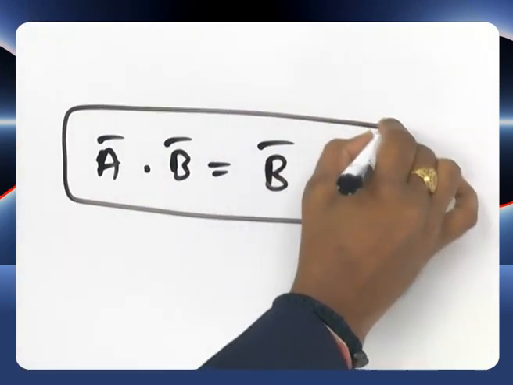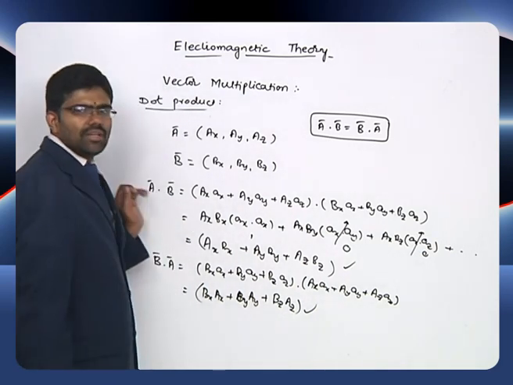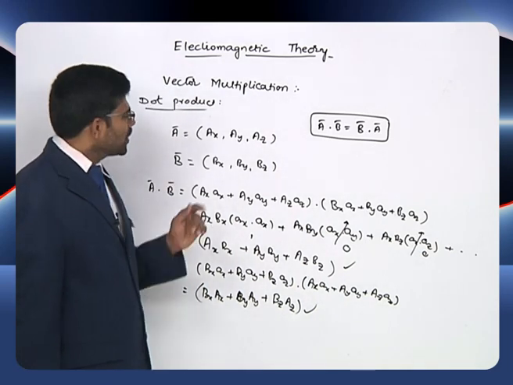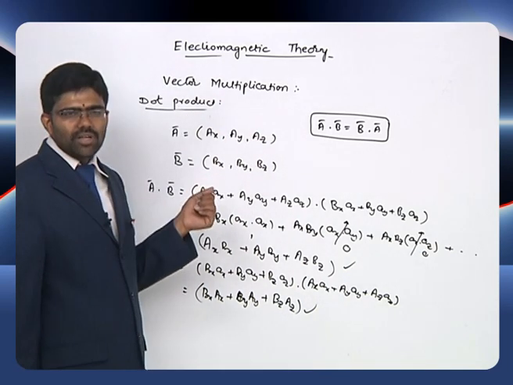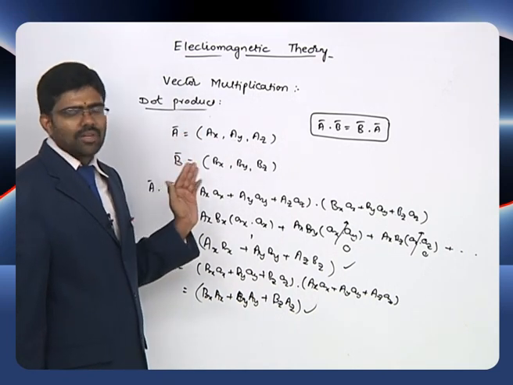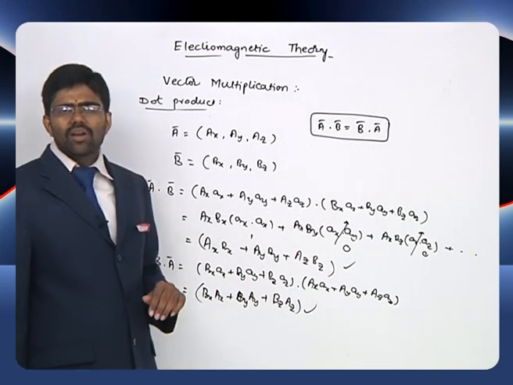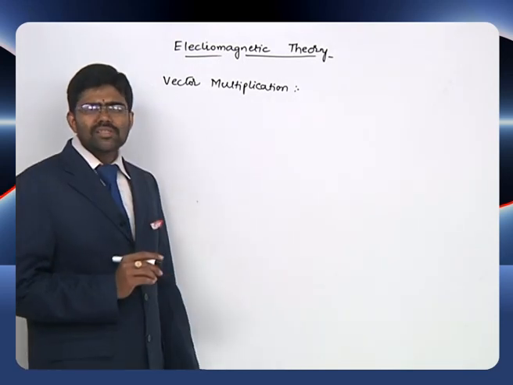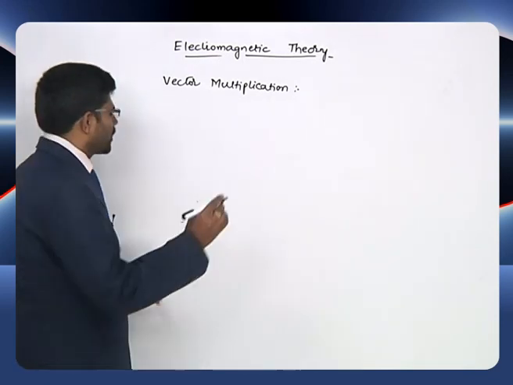So whenever you have a dot product, no problem, you can interchange the vectors. So this is an introduction about a simple dot product and the application of this dot product for different coordinate systems. Now we will go for another multiplication method called the cross product. Now we will discuss the cross product between two vectors.